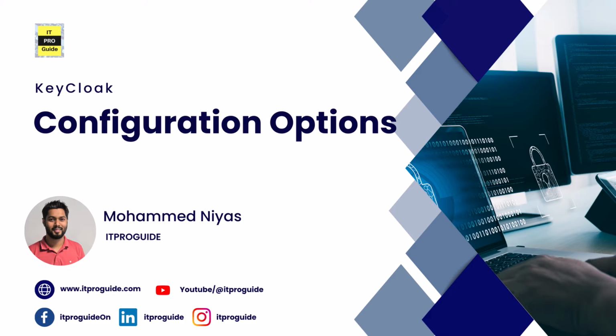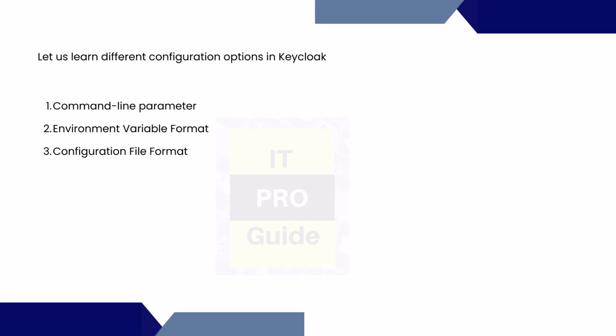In this session, we will explore the various configuration options available in Keycloak. There are three options available. We can configure parameters like the database and SSL certificate in the command line, like we were doing in production and development mode. This is one option. Second, as an environment variable format, or you can configure it in a file called the Keycloak configuration file. So let's learn one by one.